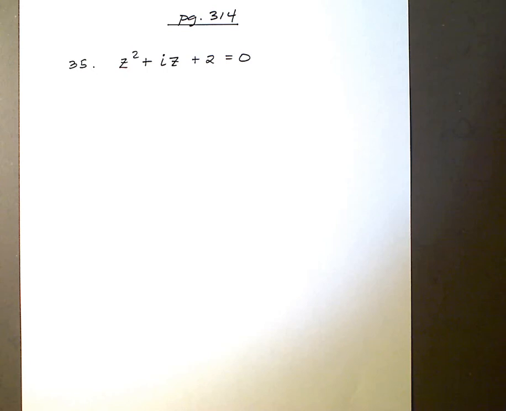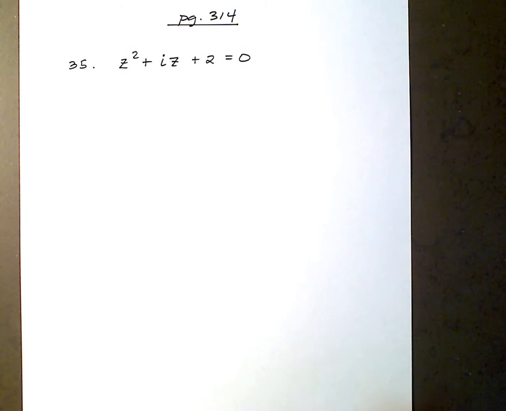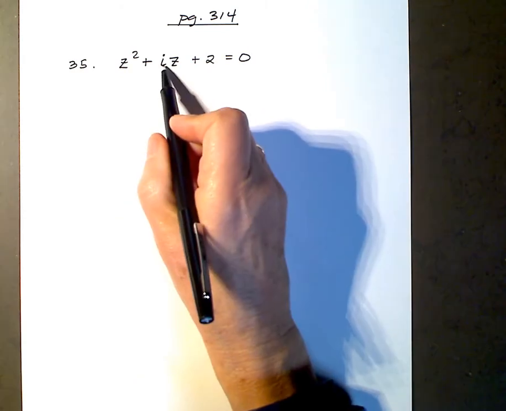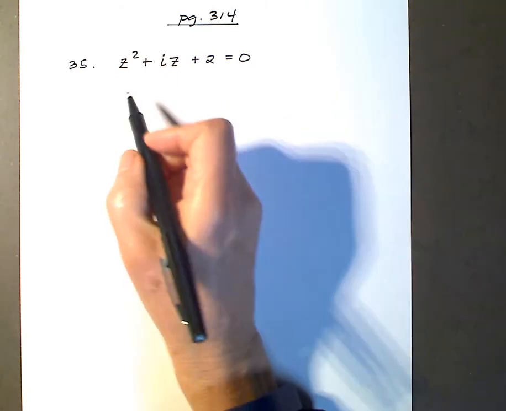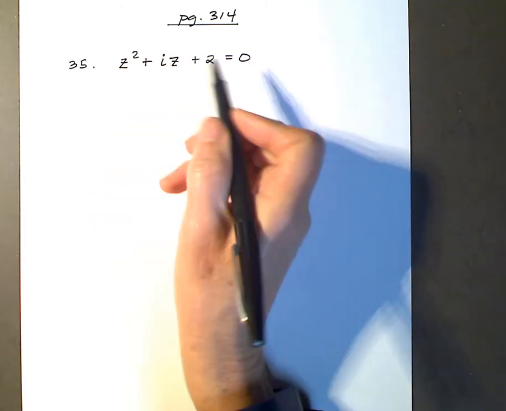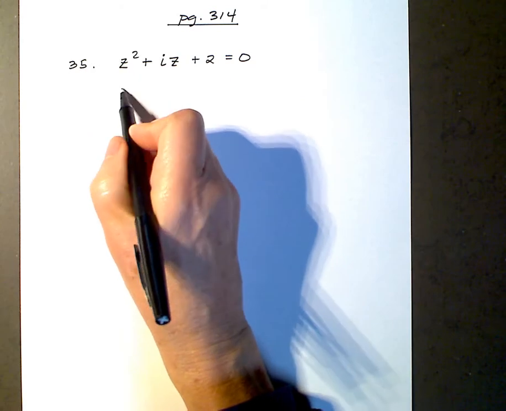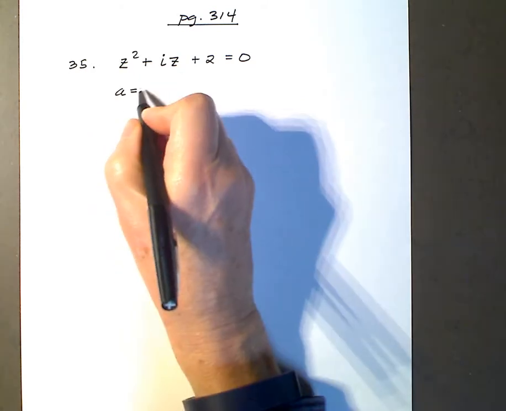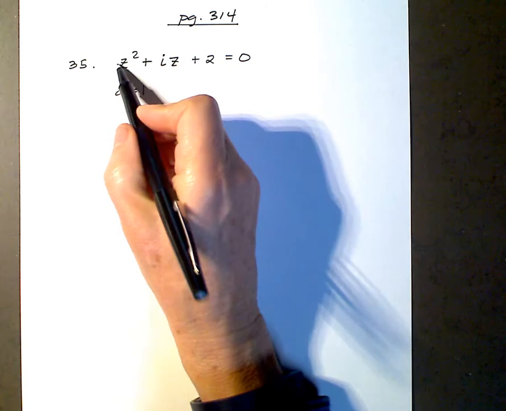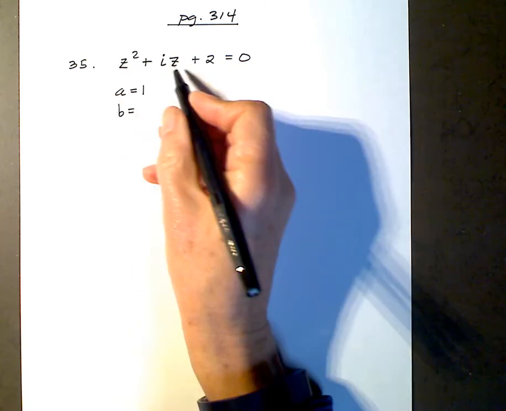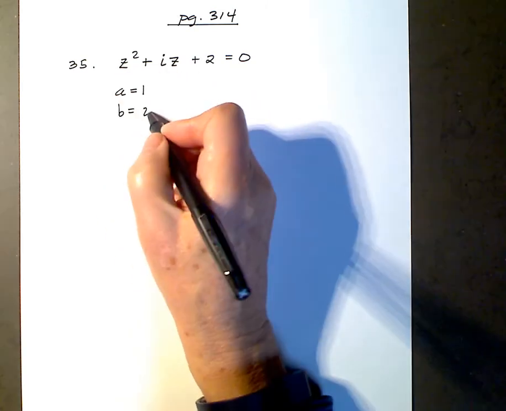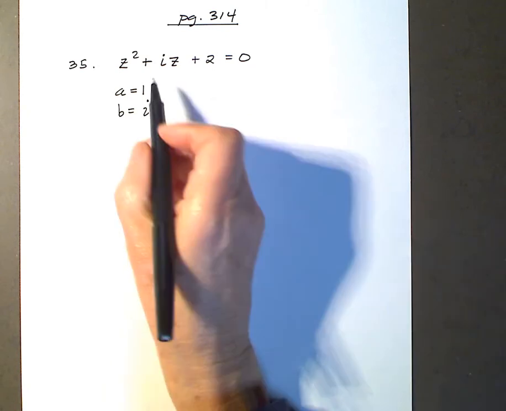Okay, this is number 35 on page 314, and it's a pretty easy problem, really. We just have a coefficient that happens to be the imaginary number, but it's still a number, and so I'm looking at this as a quadratic equation in standard form, and I'm supposed to use the quadratic formula to solve it. So a is 1, b is the square root of negative 1, which is just the i, and it's positive, and then c is a positive 2.